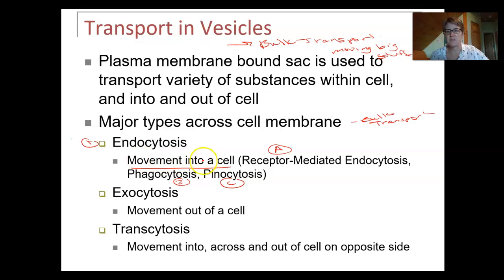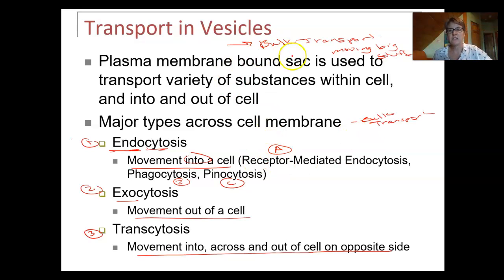So one type is moving stuff into a cell. That's endo, because endo, that prefix, is in, and then cyte is cell. Then the other one, exocytosis, because exo means out, like exit. It's moving stuff out of a cell. And the third one is when I am just moving things across a cell from one side to the other. That's like my son rearranging his room. There's a whole lot of transcytosis going on with that bed. First it's here, then it's there.